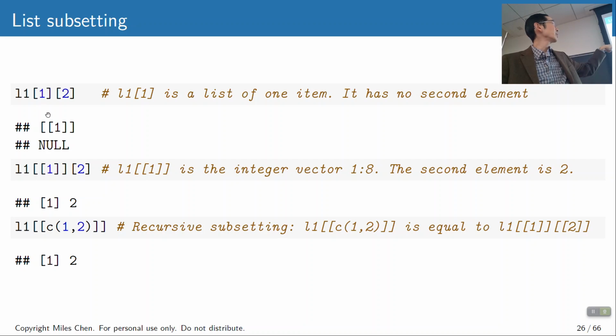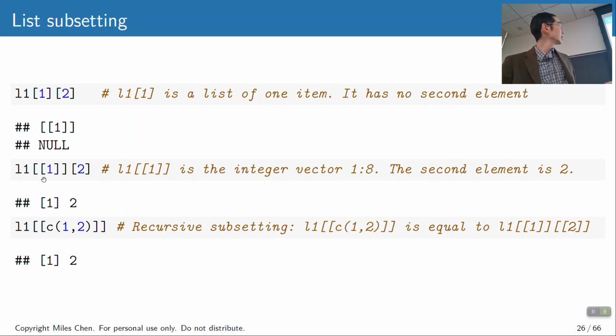And then once you have that subset, right? So now think of this L1 single square bracket 1 as like a new element. And from here, we're saying, hey, what's the second element in this train? There's no second element in the train, so we get back NULL. A list containing a NULL list, okay?